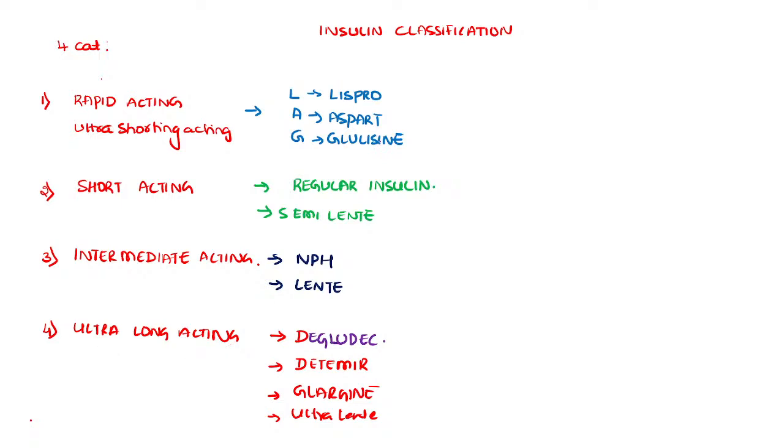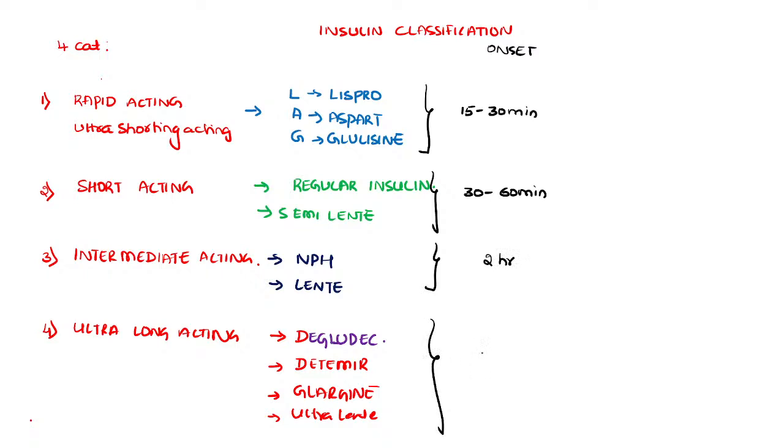So let us see their onset of action. Here, for rapid acting, the onset of action will take place somewhere around 15 to 30 minutes, whereas short acting takes around 30 to 60 minutes, whereas the intermediate acting will take around 2 hours, whereas the long acting preparations will take around 4 to 6 hours to produce their action initially.